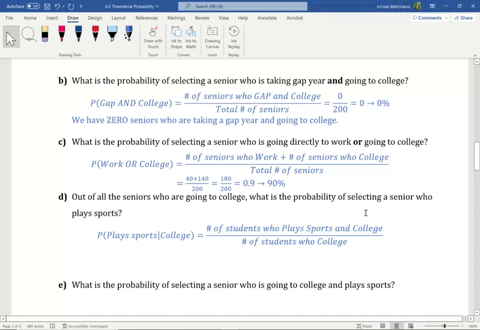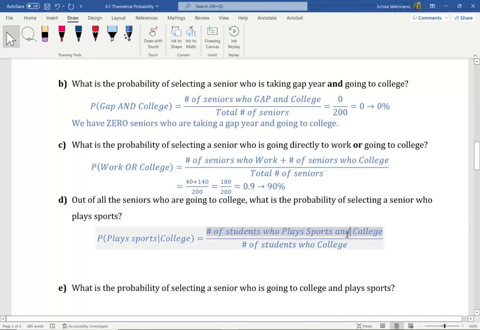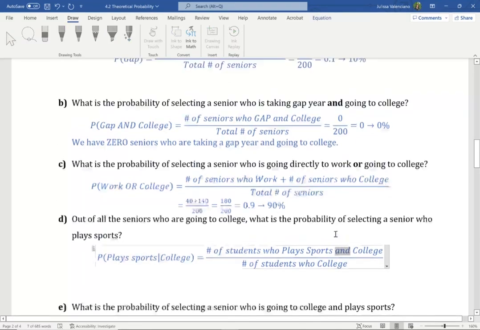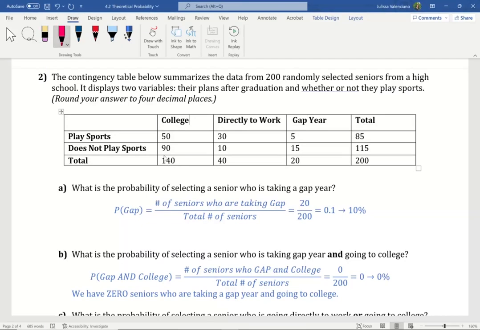And let me emphasize the idea here. Why is the sports and college here? Because we're talking about the probability of selecting a student who plays sports given that they're going to college. So we are only focusing on this column here. We only want the students who play sports and are going to college. We're going to take that value and we're going to divide by the number of students who are going to college.